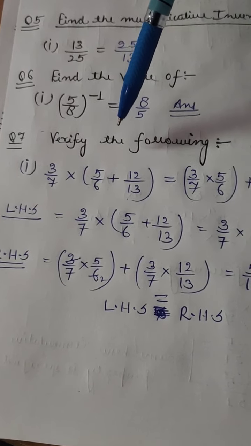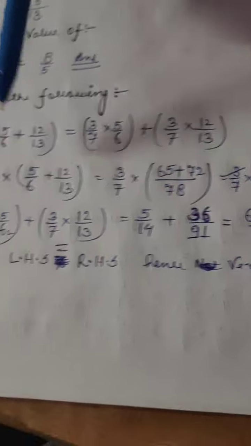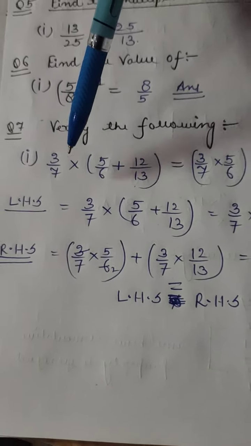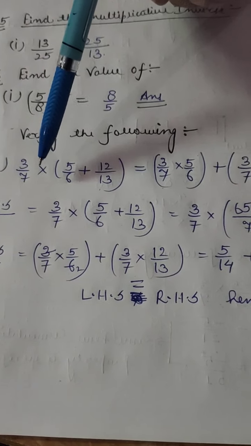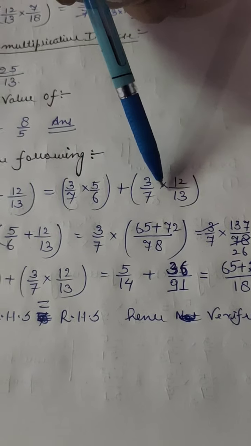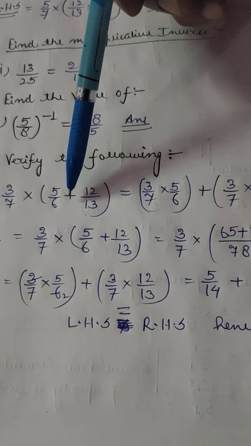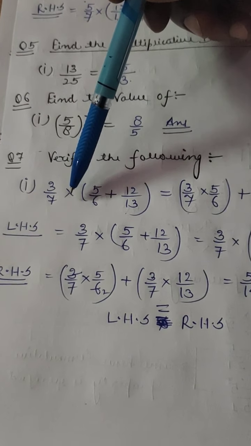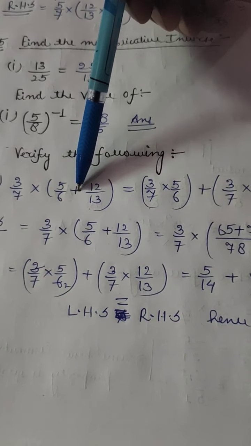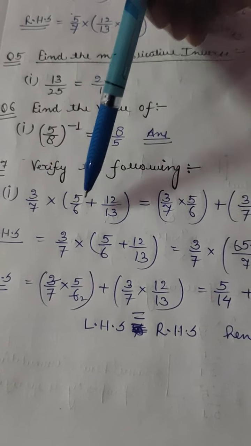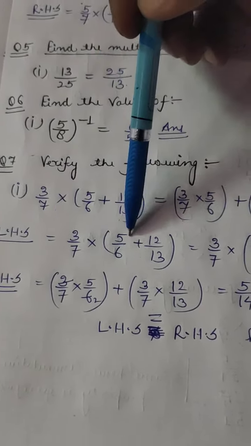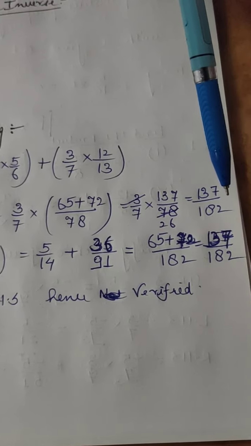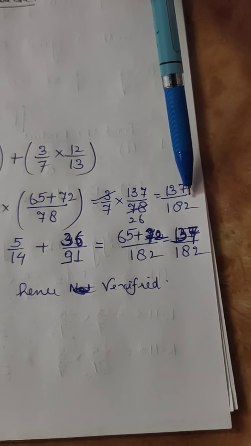Next question is, you have to verify again this property. Here also there are 3 rational numbers, but can you see which property this equation is representing? This is the distributive property. Here is a multiplication sign and in the bracket there is an addition sign. So the multiplication sign is distributed over addition. First you have to pick out LHS. After solving LHS you will get 137 by 182 as the answer.